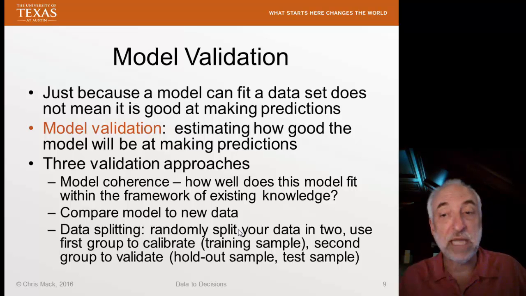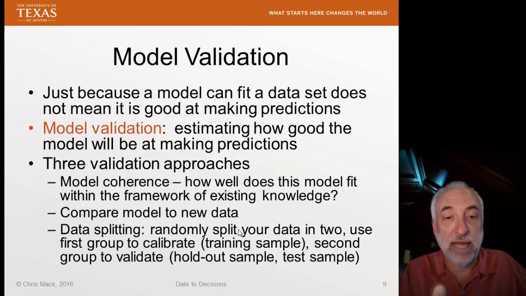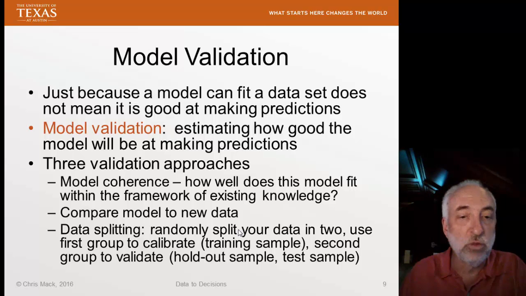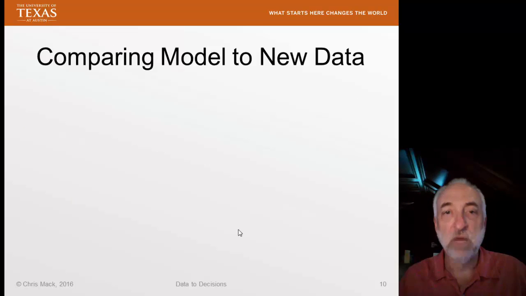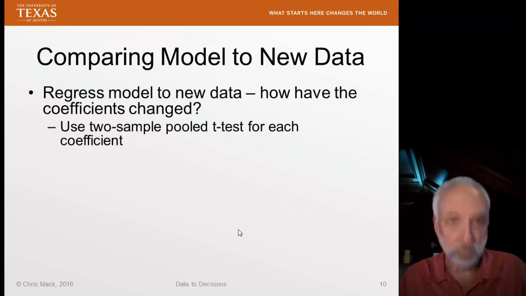Randomly split our existing data into two pieces, a calibration piece, or a training sample, and then a second group to validate. We call it a holdout sample or a test sample. Let's talk about both of those in some more detail. First of all, comparing the model to new data.